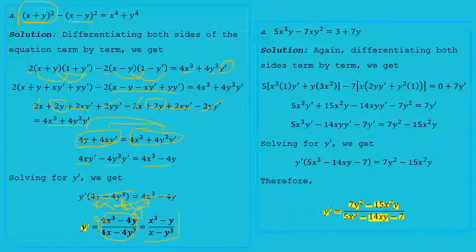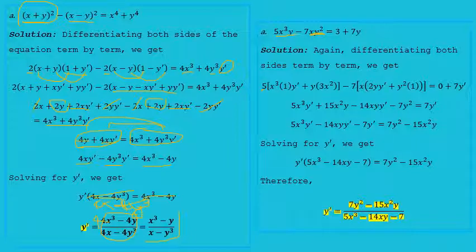Next example is 5x cubed y minus 7xy squared equals 3 plus 7y. So, kung mapapansin niyo sa first term, nagkadikit si x and si variable y, which means apply natin dito si product rule. The same with the second term, nagkasunod dito si x and y, apply din natin dito si product rule. So again, differentiating both sides term by term, we get, okay, so since si 5 is constant lang din naman, pwedeng ilabas muna natin si 5.